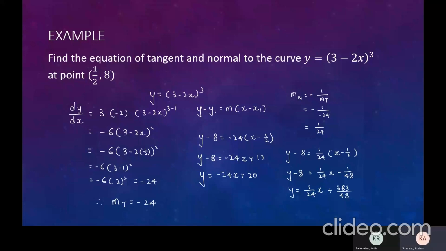Finally, we sub the coordinate values into the equation of a straight line to obtain the equation of tangent, which ends up to be y equals -24x plus 20.